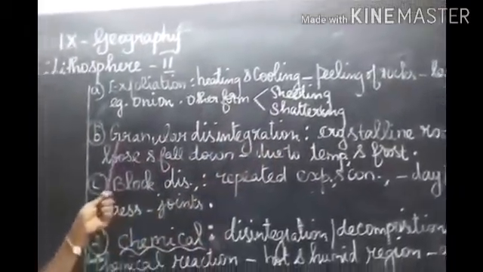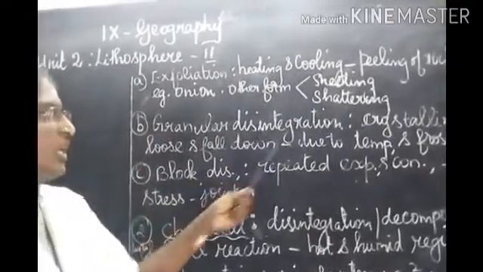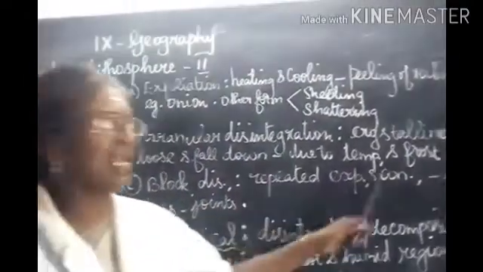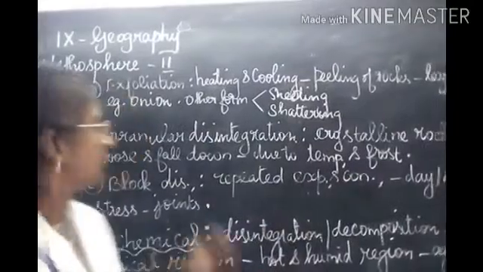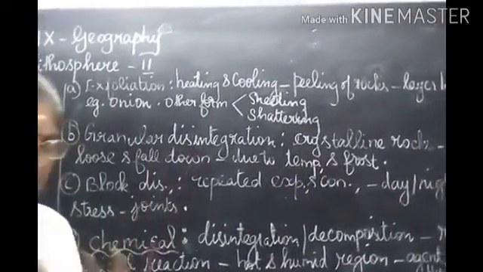The next one, the second type, is granular disintegration. In this process the crystalline rocks, because of this granular disintegration, become grains.